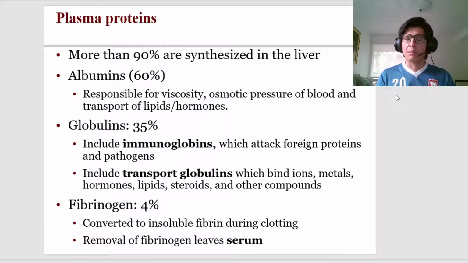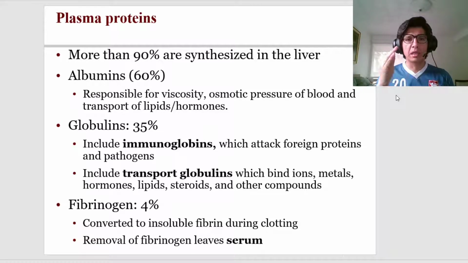Globulins make up 35% of plasma proteins, and there are the immunoglobulins and transport globulins. Immunoglobulins are your antibodies. They attack foreign pathogens, and whenever there is a novel virus, you might not have the antibodies towards that virus.